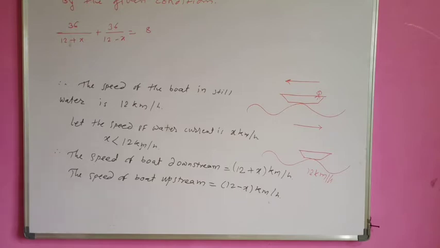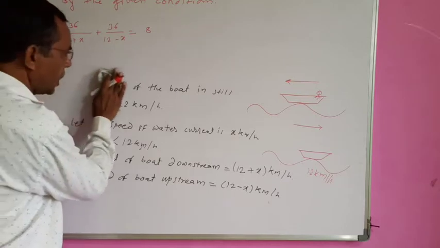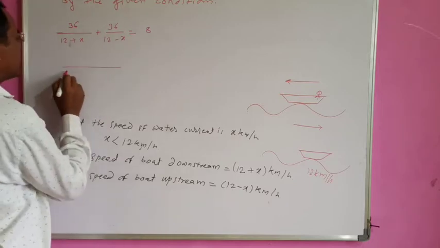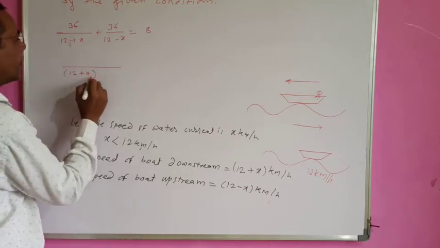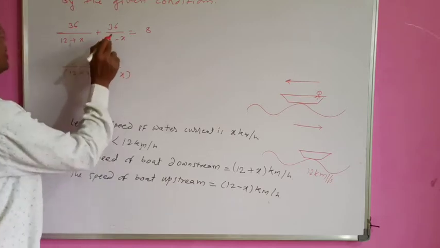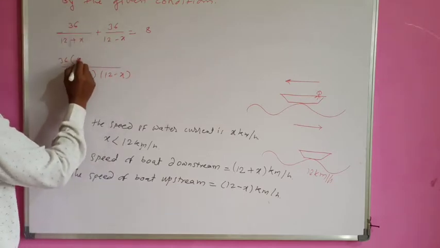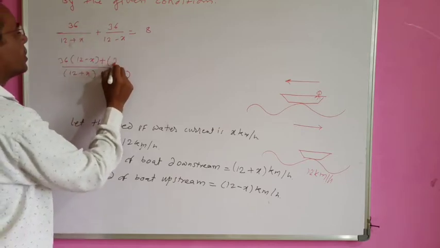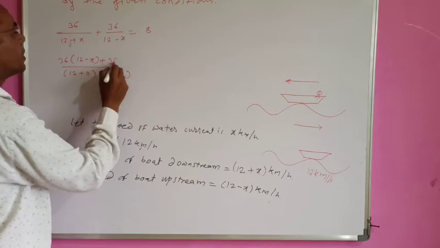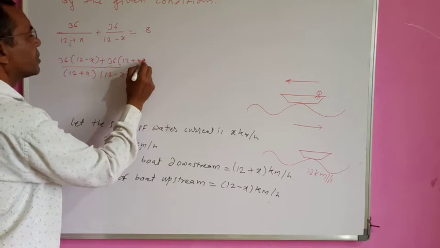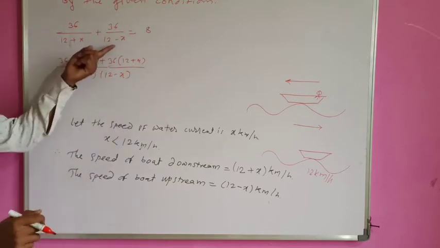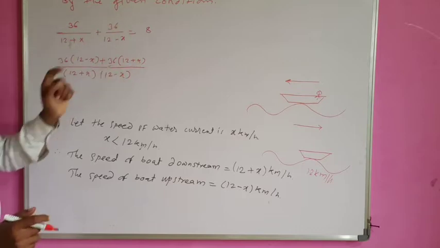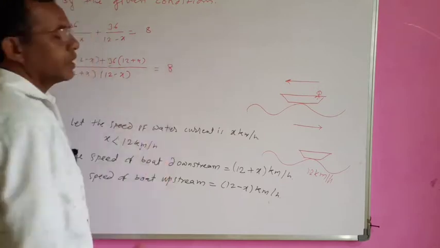Okay, taking the LCM, I will erase it. We have written here LCM is 12 plus x and 12 minus x, and here 36 in a bracket 12 minus x, here this is a plus, and 36 in a bracket 12 plus x. We'll do the cross multiplication here. 36 into 12 minus x, and this 36 into 12 plus x is equal to 8 in this way.